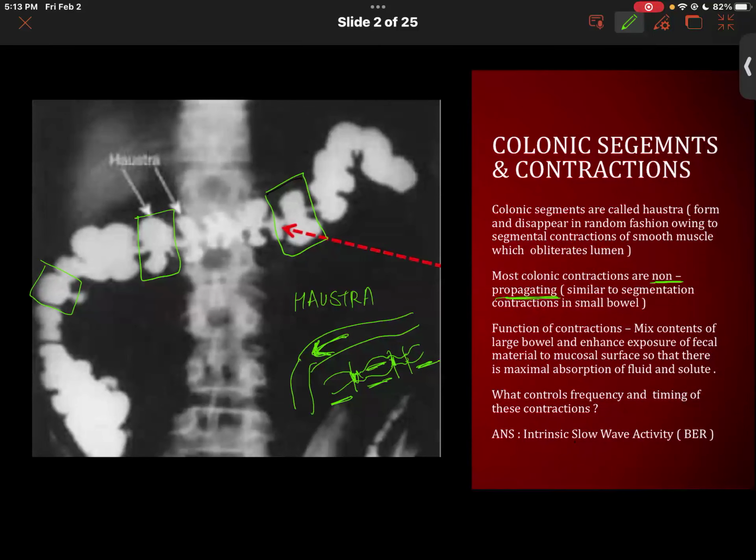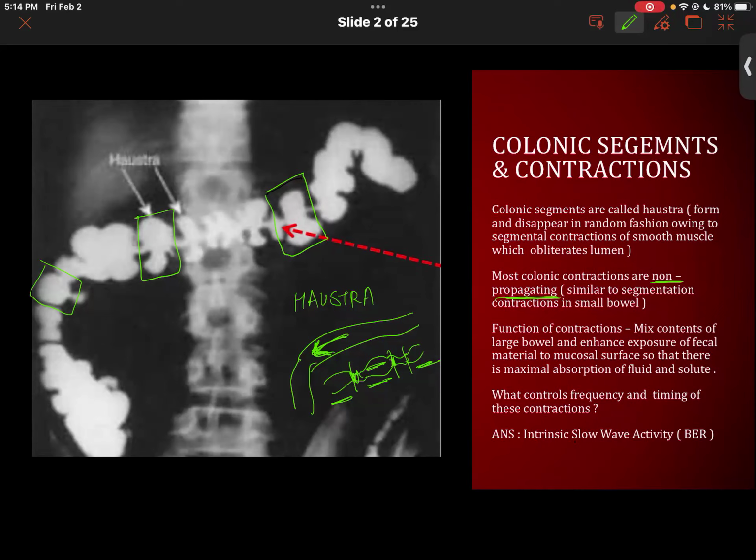I hope you understand that, but I'll repeat it again. Non-propagating means it isn't moving towards the anus. It's just stationary in a particular haustra, and it's getting mixed so that the water and the sodium, but also some nutrients, can be absorbed. Whereas in propagating contractions, there is movement of the feces towards the anus. Most colonic contractions are non-propagating, which is similar to the segmentation contractions in the small intestine.